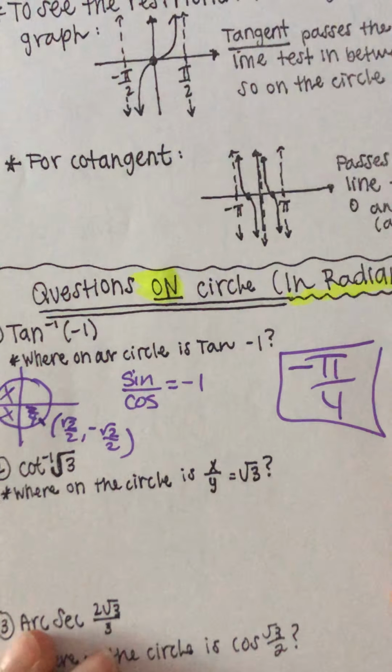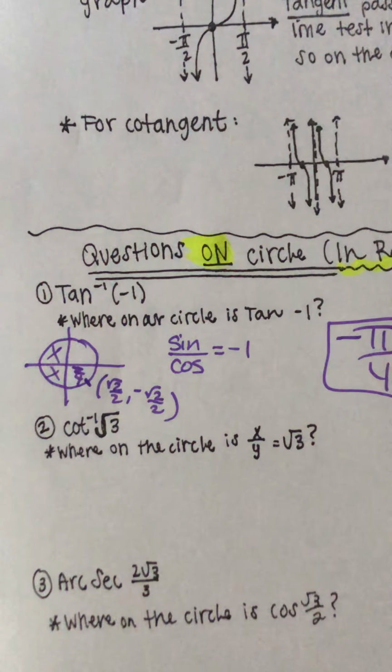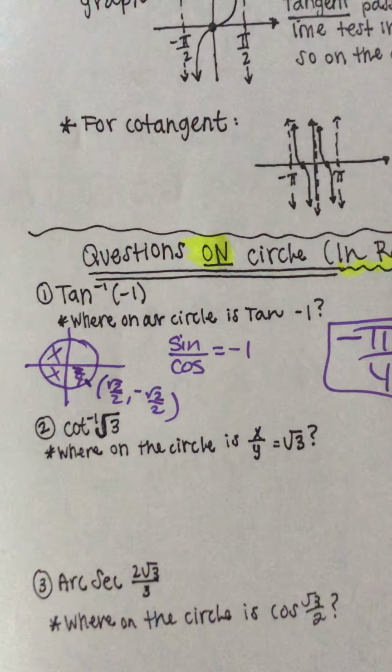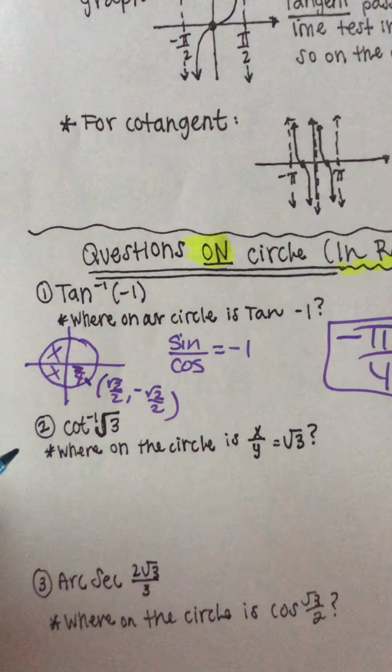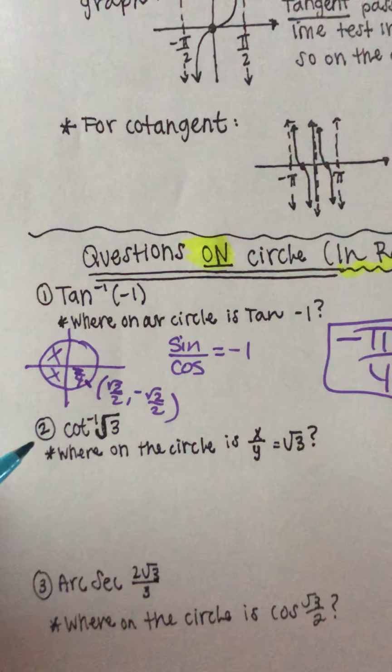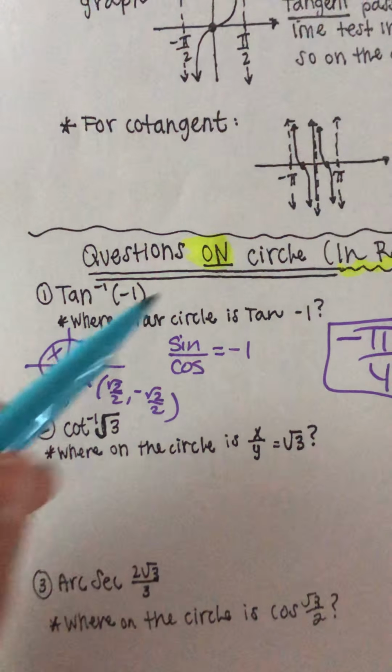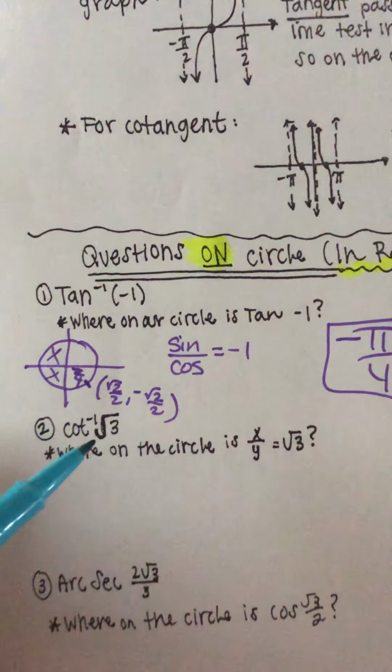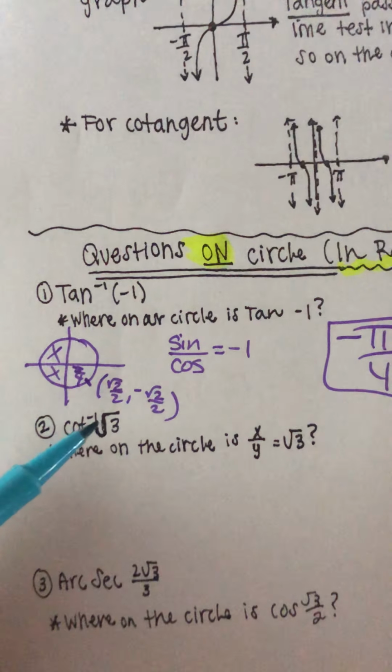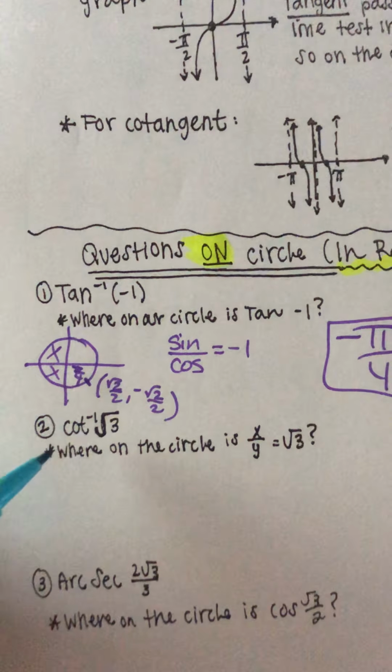Okay. Number 2 says the cotangent inverse of the square root of 3. Okay, and these, remember, these are on the circle. So I know that this is on the circle, even though I might not think that it is. So how do we get a cotangent that's square root of 3?